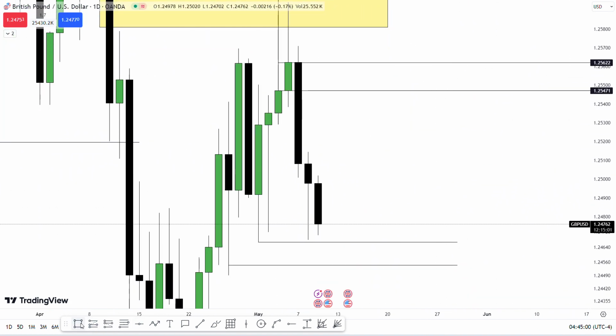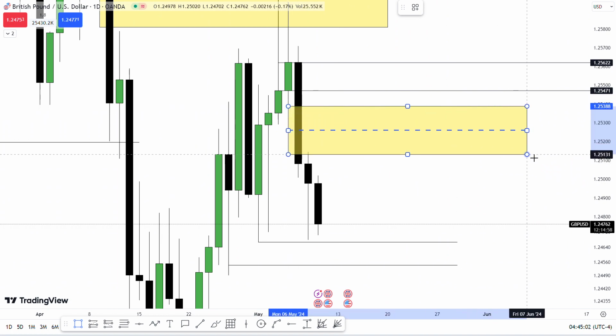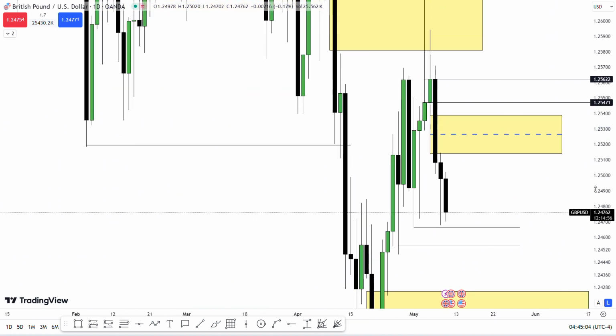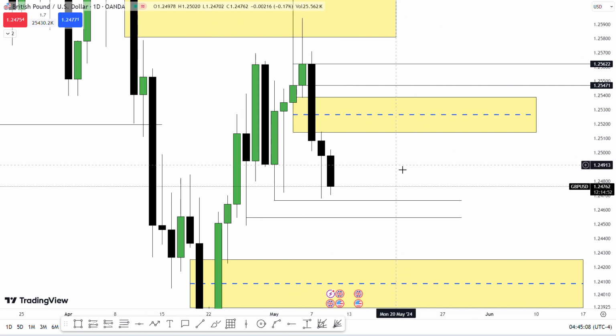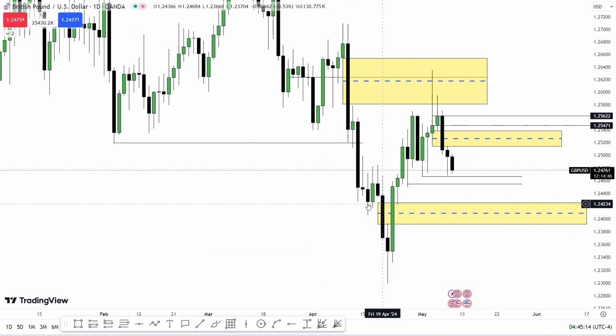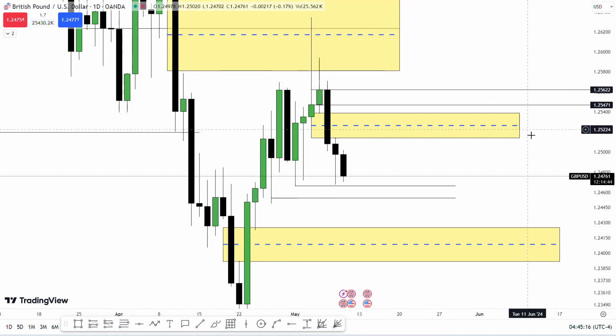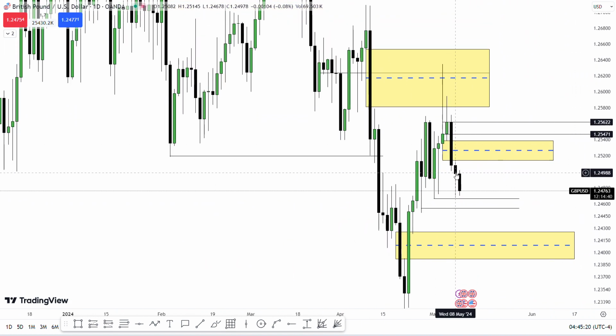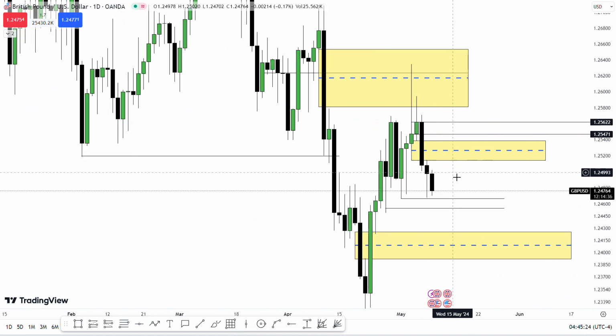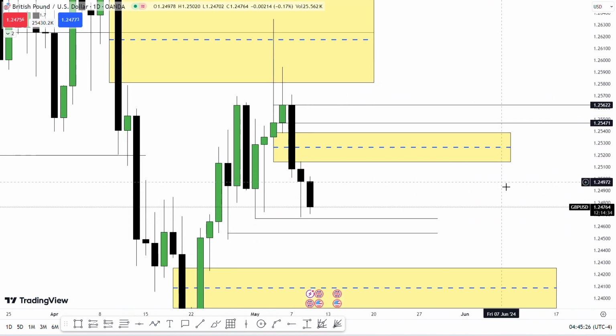You can also see that the market has created a fair value gap in these areas. After tapping into this fair value gap, we can wait for a market structure shift. These are the higher time frame levels which I will be watching for the coming days, and they are really important, because the daily time frame is the time frame on which we should spend most of our time analyzing the markets. I hope you understand what I'm saying.